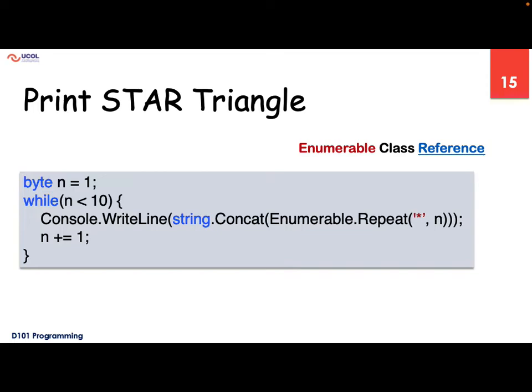Okay. So we have console.write, and we have the enumerable class. Actually, it is going to repeat that star n times. If it is 1, it will repeat it only one time. If it is 2, it is repeated 2 times, and so on. So that specific pattern is being generated. It returns a string that I am going to print on the screen. So that is something that comes inside the star triangle. Okay.